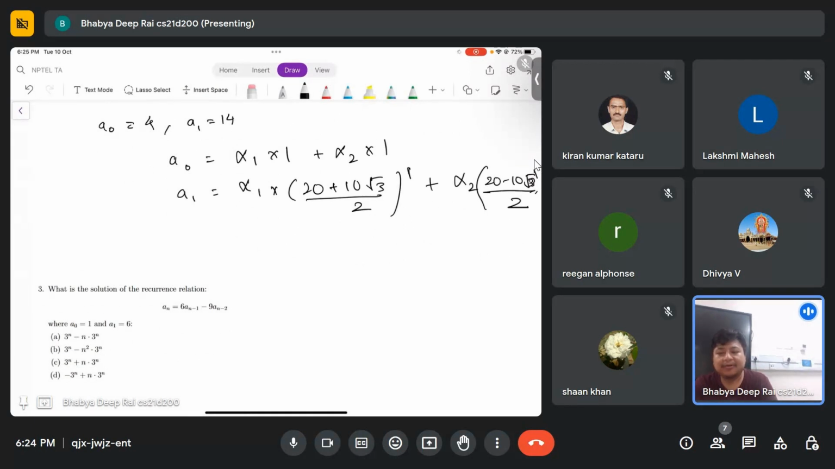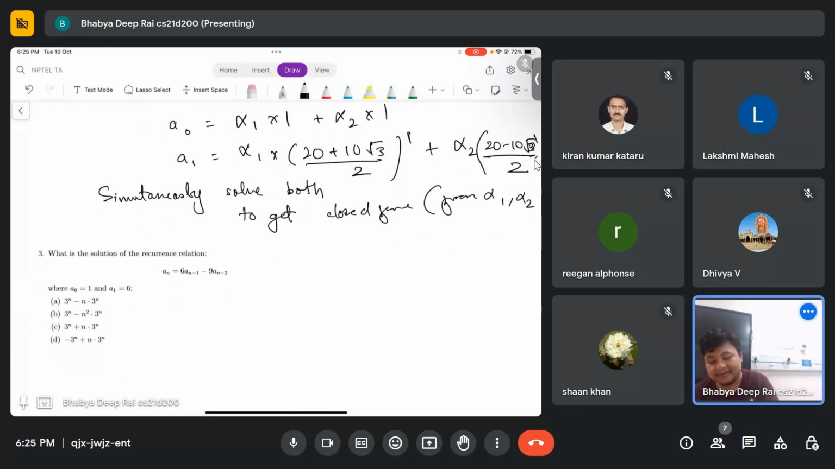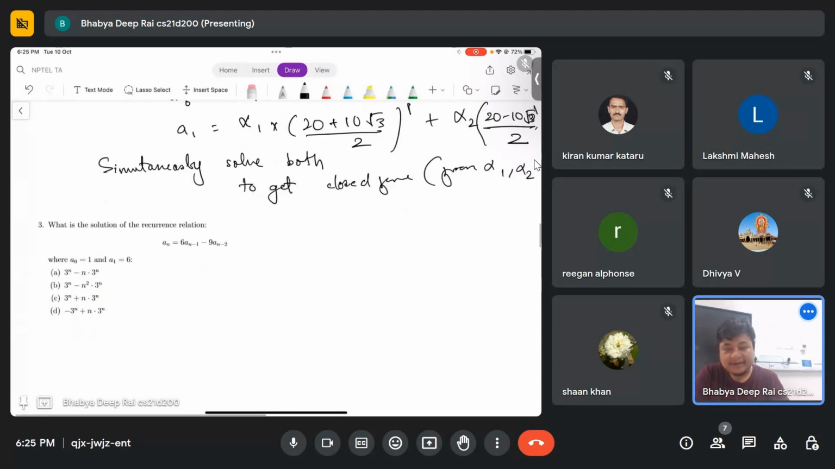And what do you do now? You just simultaneously solve both to get the closed form. How? By getting alpha 1 and alpha 2. So you just simultaneously evaluate, you subtract, add, and so on, and then you will get your answer. I mean this for the sake of concept, I've just written it here. But I'll let you guys try the other one.